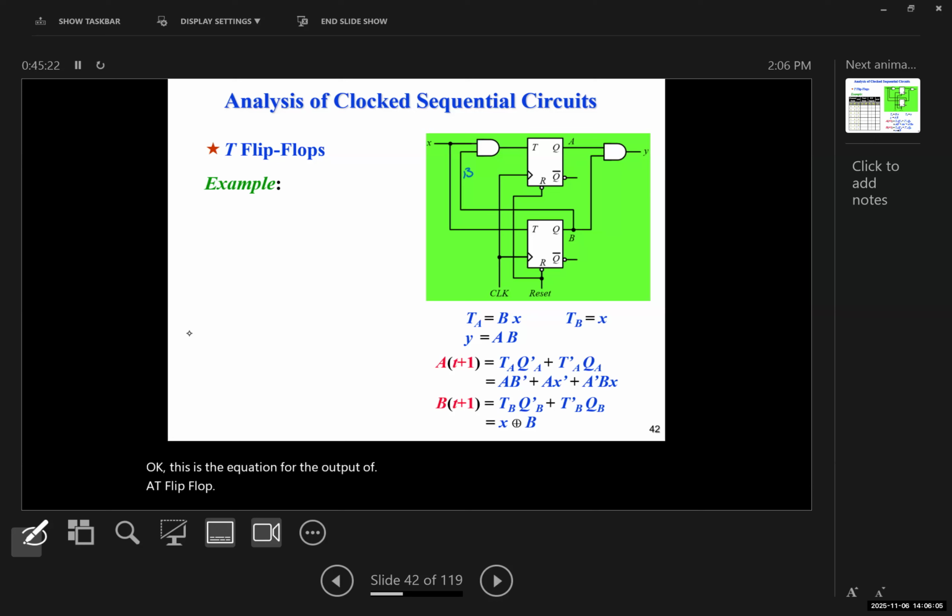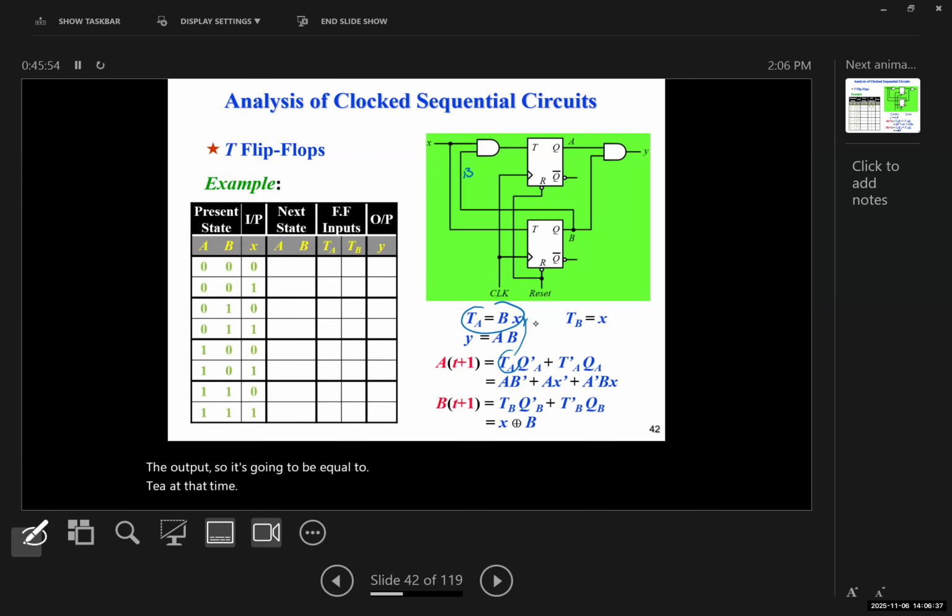Now, if we simplify the second one, it's going to be X or with B, and the first one is going to be AB prime plus A X prime plus A prime BX. And where did we get this? Again, we will replace TA with BX, so TA would be BX, and so on. And Q prime, as mentioned, is going to be equal to the output, so it's going to be equal to T at that time.